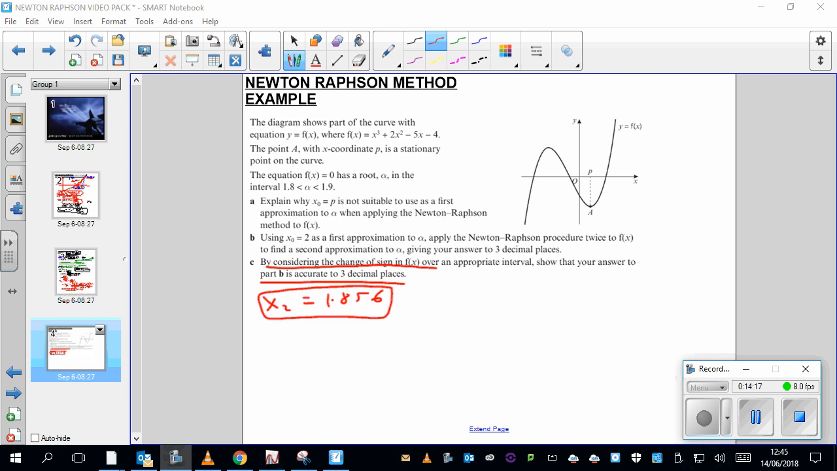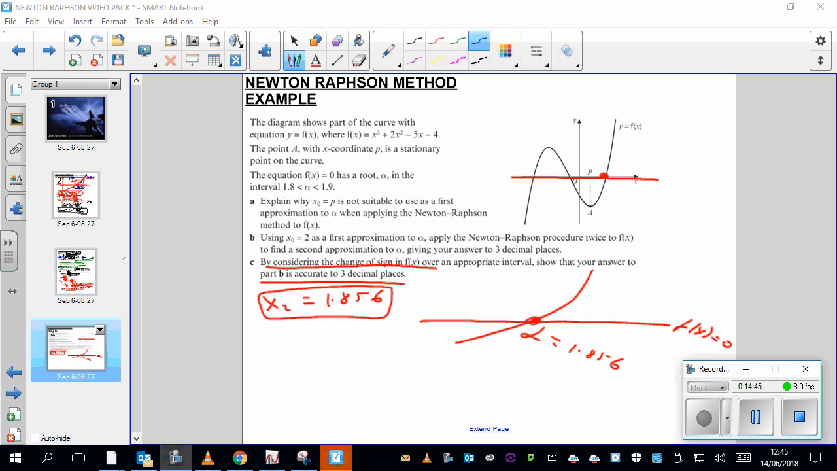All right, so we've got that answer by considering the change of sign. So let's just think about what this is talking about. So again, this is another thing in numerical methods that you may or may not come across. So alpha is the actual root. So we're talking about this bit here, but I've just zoomed in. Alpha is the actual root. This is f of x equals 0. This is the x-axis, right? And at the moment, I'm saying alpha is 1.856.